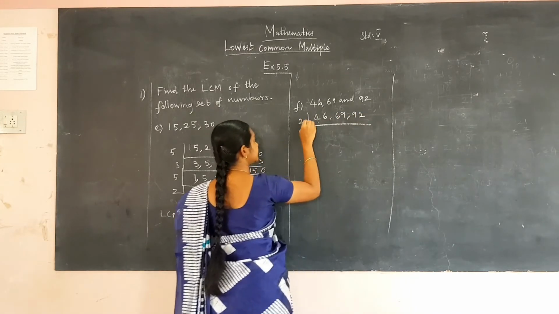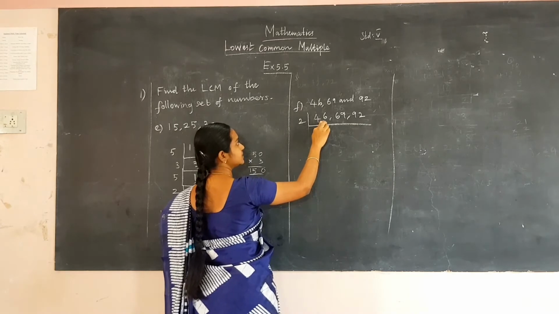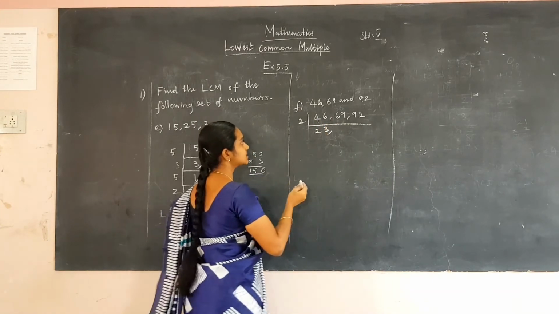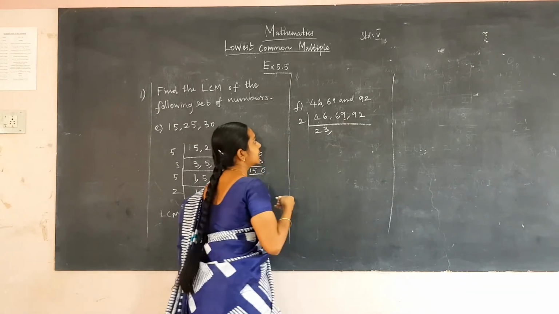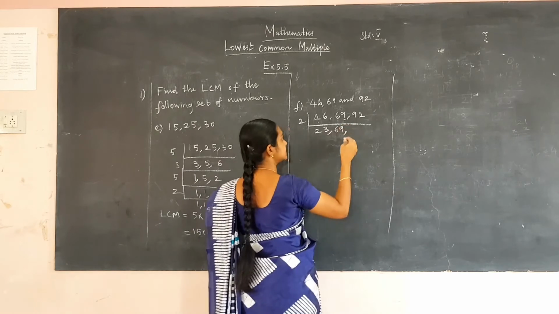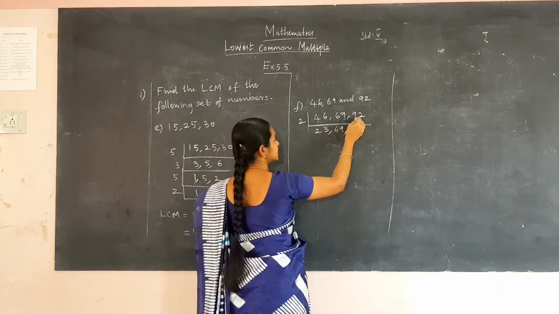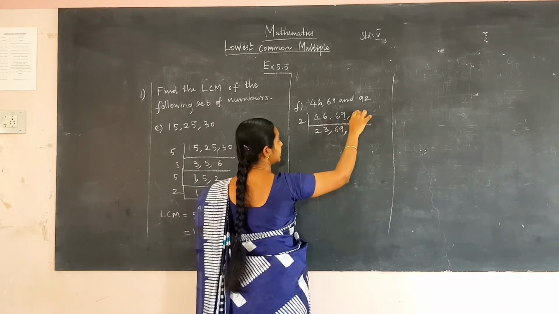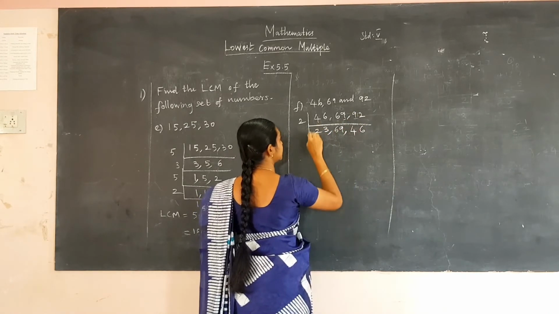We are going to find the LCM of 46, 69 and 92. Let us divide it with 2. 2 into 2 is 4. 3 into 2 is 6. We can't divide 69 because in the unit place we have 9. 9 is not divisible by 2. So keep 69 as it is. First consider 9. 4 2s are 8. We have remaining 1. 6 2s are 12.